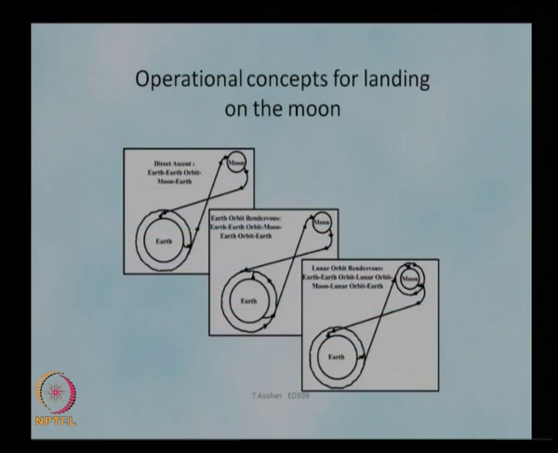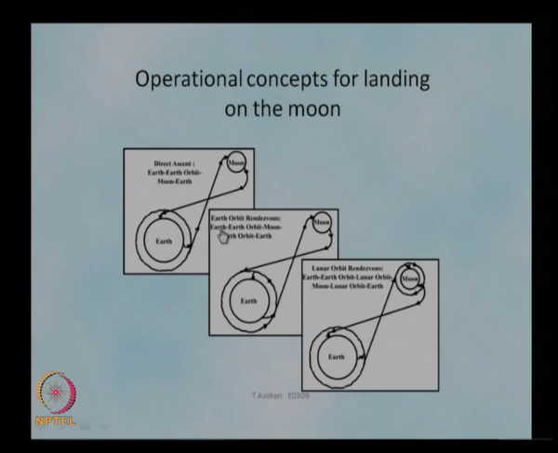For example, if you take the operational concept for landing on the moon, it is again at a very top-level concept. We can have different concepts to do this. We can have a direct ascent method, where the mission will start from the earth and go around the earth, and then take off to the moon directly from the orbit, and land directly on the moon, and then take off from the moon and come directly to the earth. So, this is one way of doing it, a direct ascent.